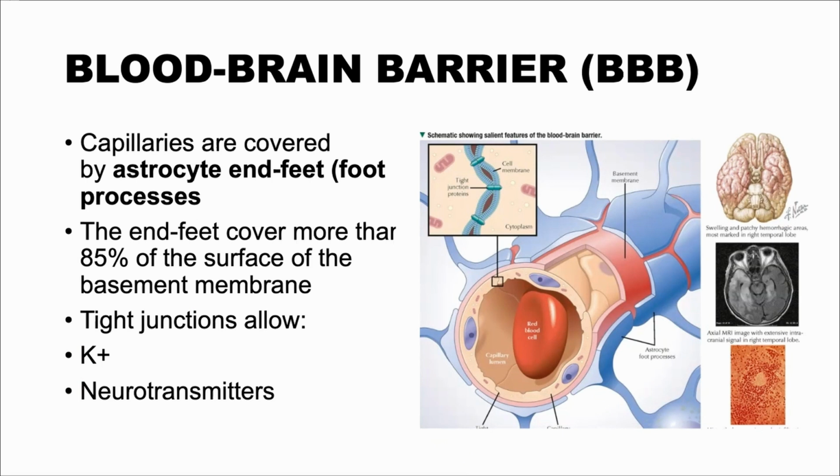So areas in the brain where you don't really have tight junctions, like where you have the glands, like the pituitary and pineal, you don't really need the tight junctions so much because you need easy diffusion of these molecules. For example, when hormones are produced, you want them to be diffused easily, so you wouldn't have a blood-brain barrier in those areas. But the tight junctions allow for potassium and neurotransmitters to pass through, however.